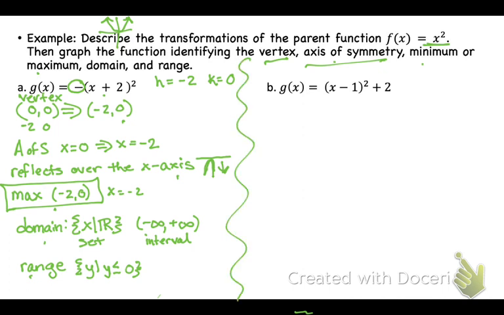Try it. Just write down. You start by going vertex. They're both x squared like the parent function. Yes, because it's squared right there. Axis of symmetry. You want H, and you want K.